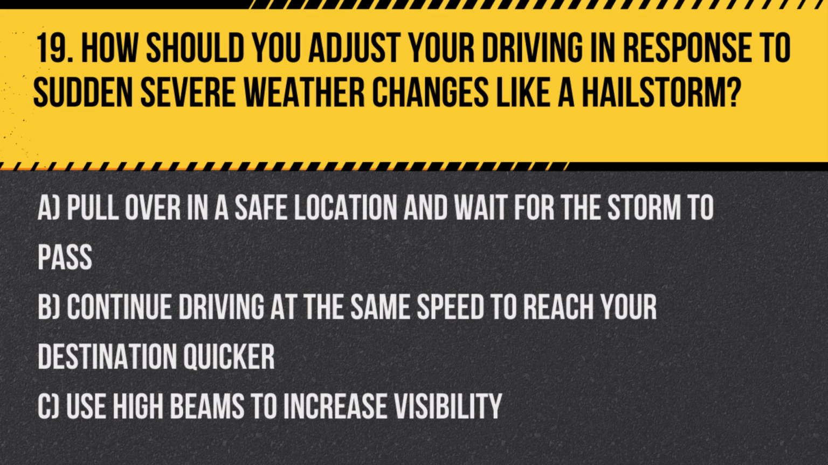Question 19. How should you adjust your driving in response to sudden severe weather changes like a hailstorm? A. Pull over in a safe location and wait for the storm to pass. B. Continue driving at the same speed to reach your destination quicker. C. Use high beams to increase visibility.